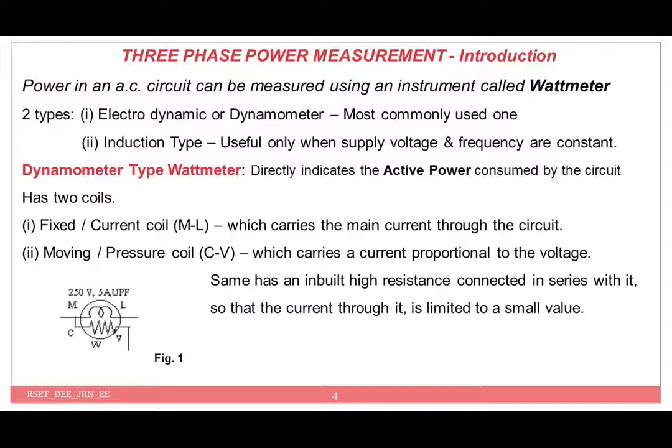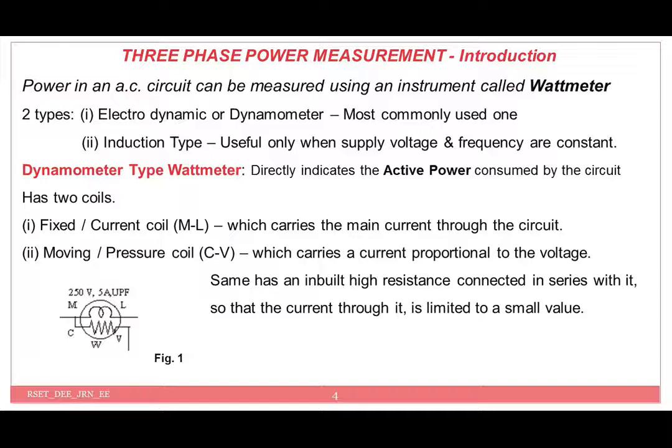Power in an AC circuit can be measured by using an instrument called a wattmeter, and the active power is represented by capital P. In a single phase system it is given as VI cos phi, and the unit is watt. So an instrument which measures active power is called a wattmeter. Generally two types are there: electrodynamic or dynamometer type, which is the most commonly used one. We use wattmeters in our laboratories, and the most commonly used one is the dynamometer type. But induction type is also available, useful only when supply voltage and frequency are constant. So we generally go for dynamometer type.